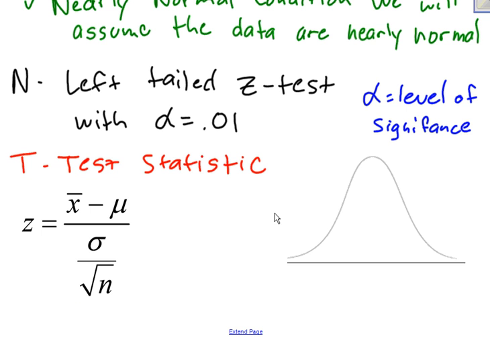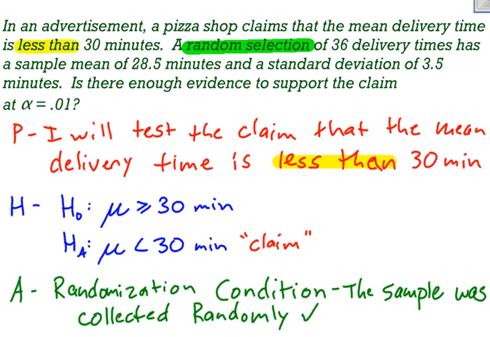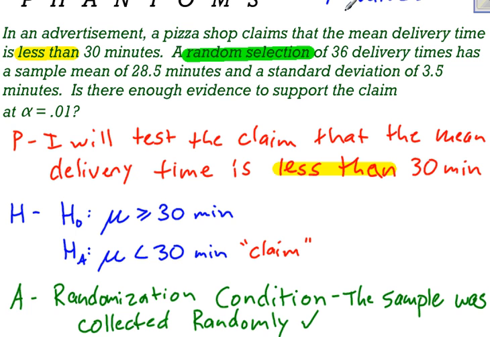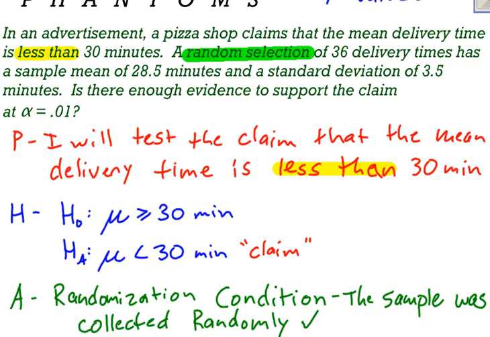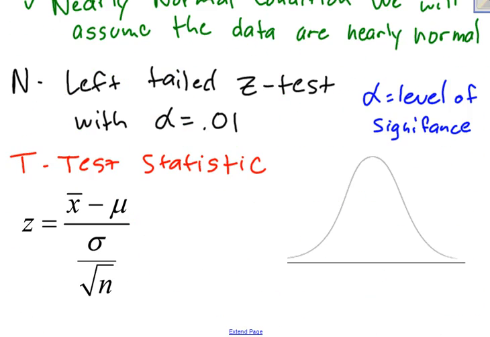Let's find the test statistic. Well, x bar is my sample mean. I go back up here to the top, and my sample mean is 28.5 minutes. I'm going to need that. The other thing that I'm going to need is my standard deviation, which is 3.5 minutes. And then the last thing I'm going to need is my sample size, which is a sample size of 36. So let me plug all of that into my formula for the test statistic, and it'll look like this.